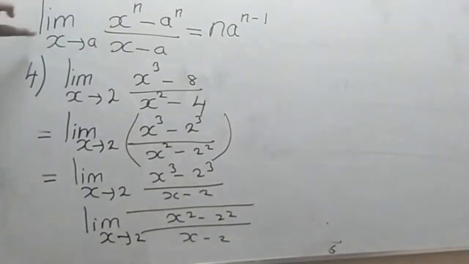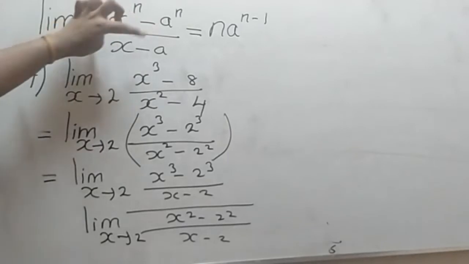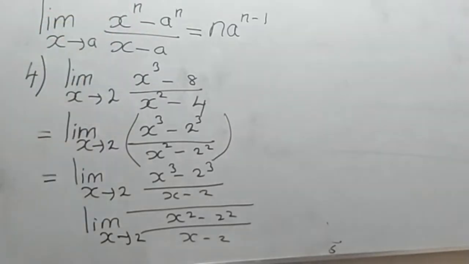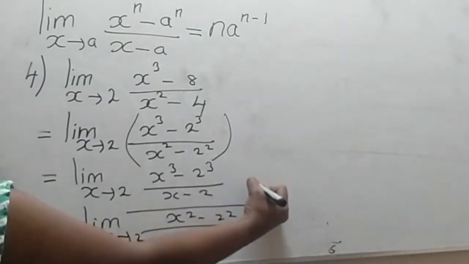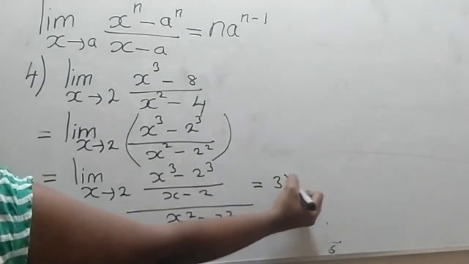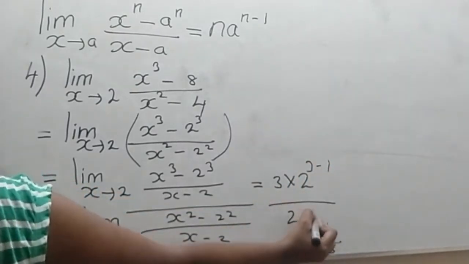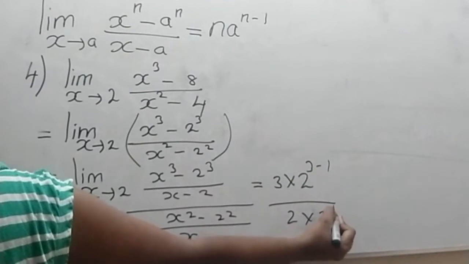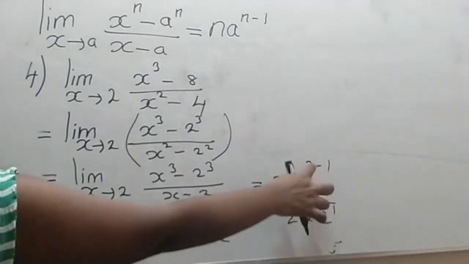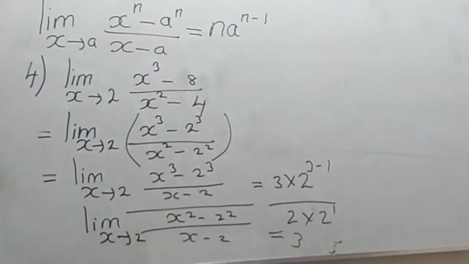See, limit of x tends to a, x to the power n minus a to the power n over x minus a. Then we can write it as what? n into a to the power n minus 1. So this I can write as 3 into a to the power 3 minus 1. Similarly here, 2 into 2 to the power 2 minus 1. That is 1. Here 2 squared, here 2 squared. Then finally we will get what? 3.